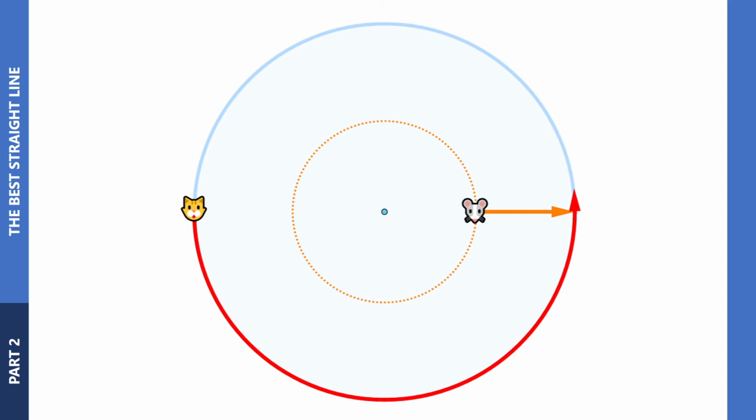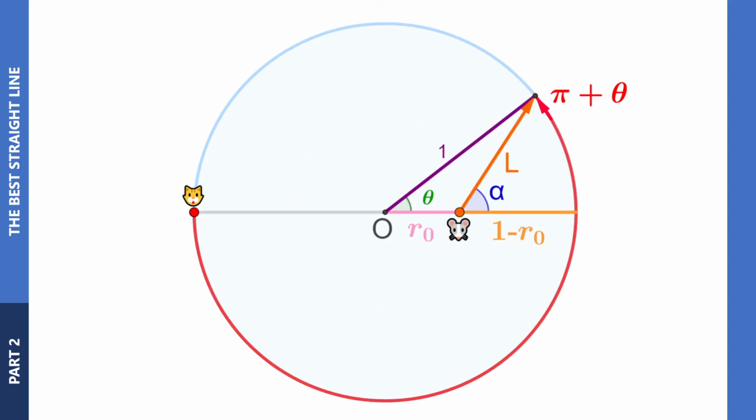Okay, let's see if at least it is the best straight line. Hint, it is not. Let's recall that the pond is of radius 1. We have a mouse swimming at speed Vm. Picking up from where we ended up after the first part, the mouse is already at a radius r0. So the mouse still needs to swim a distance 1 minus r0, at least. But if the mouse goes with a certain angle alpha, then it has to swim a distance L, which is longer than 1 minus r0.